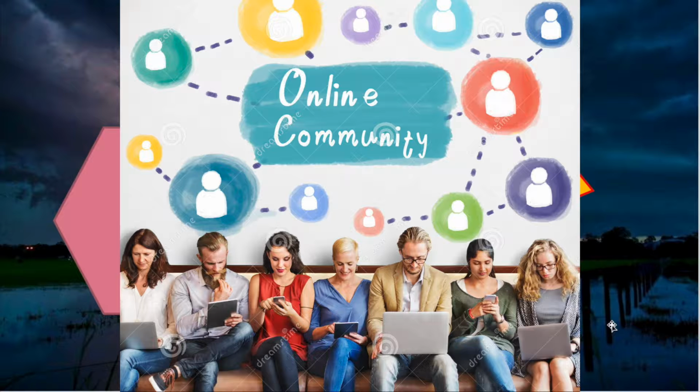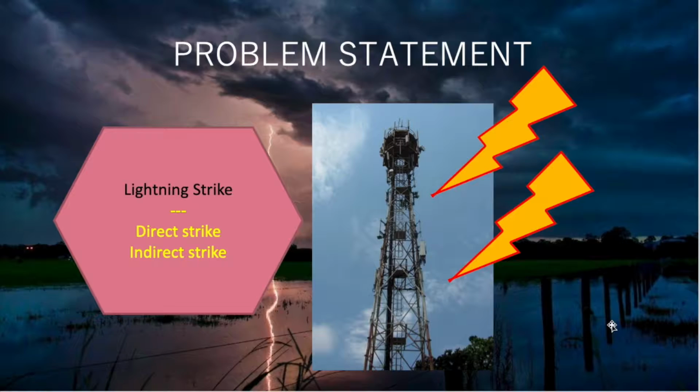So we go to the problem statement. Telecommunication systems are very important for everyone today. Everyone from young to old now has a mobile phone, which must have a telecommunication system to contact each other. So now comes the lightning strike, which is the problem.